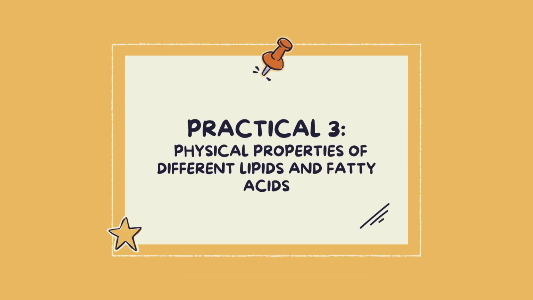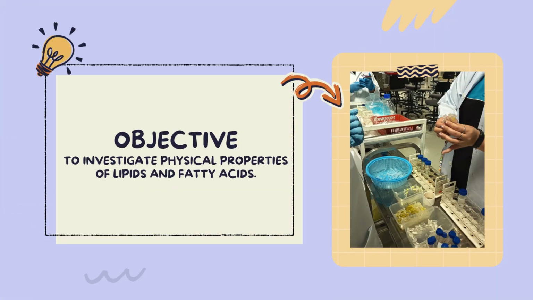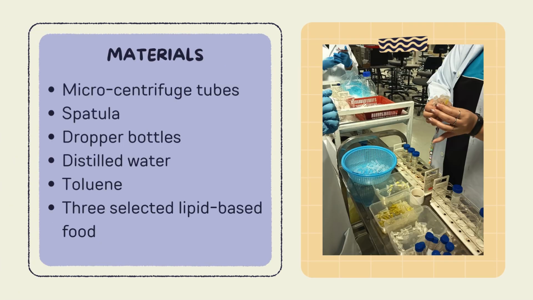Practical 3. Physical properties of different lipids and fatty acids. The objective of this experiment is to investigate physical properties of lipid and fatty acid. These are the materials used in the experiment: microcentrifuge tubes, spatula, dropper bottles, distilled water, toluene, 3 selected lipid-based foods.